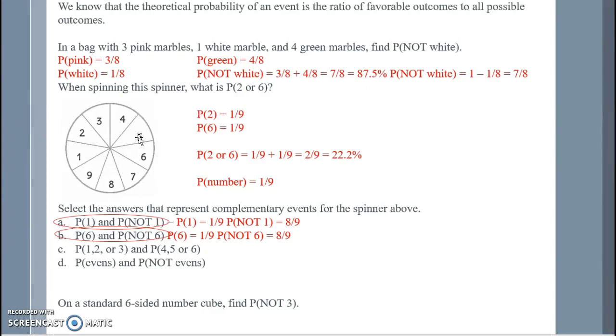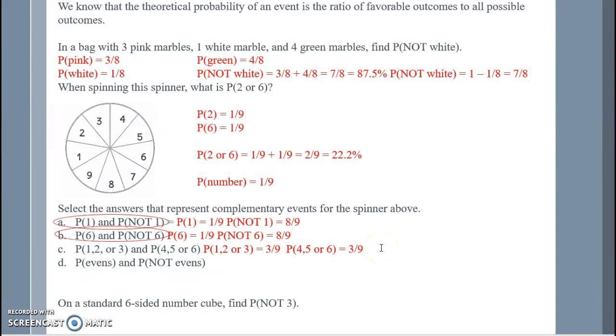The probability of getting a 1, 2, or 3, and the probability of getting 4, 5, or 6. The probability of getting a 1, 2, or 3 is 3/9. The probability of getting 4, 5, or 6 is also 3/9. This is not a complementary event because we do not add up to 100%. 3/9 plus 3/9 is only 6/9.